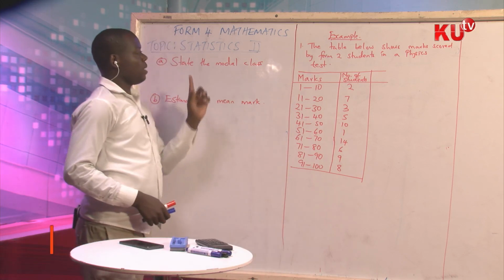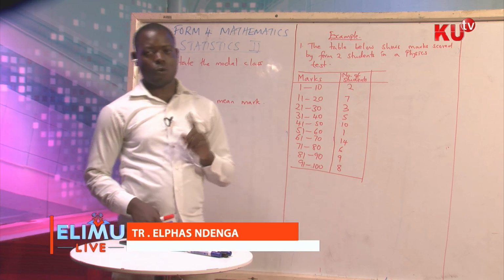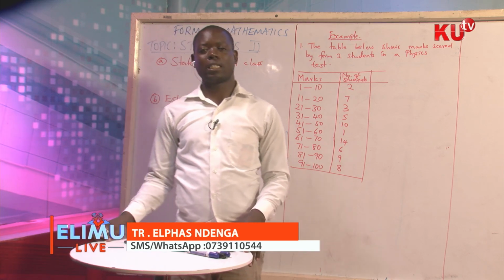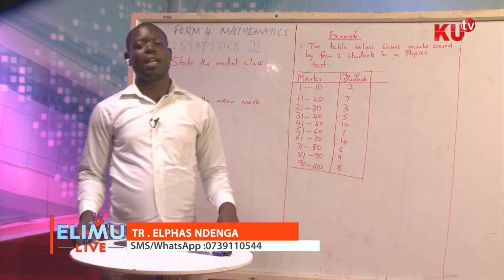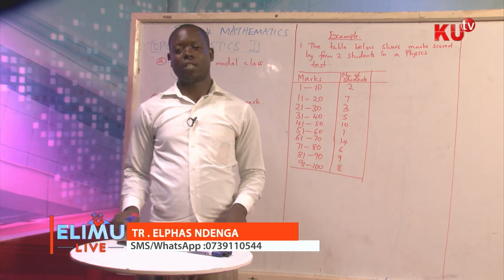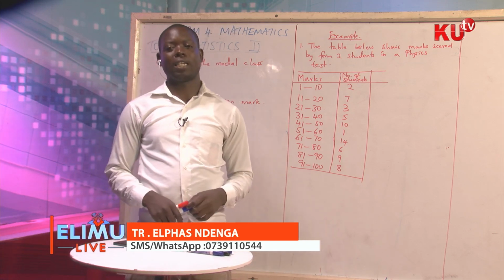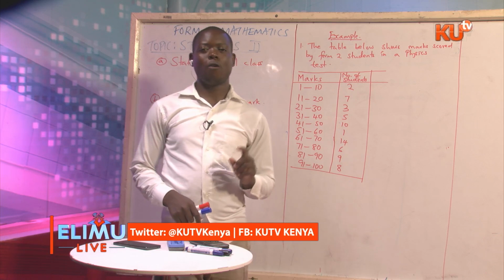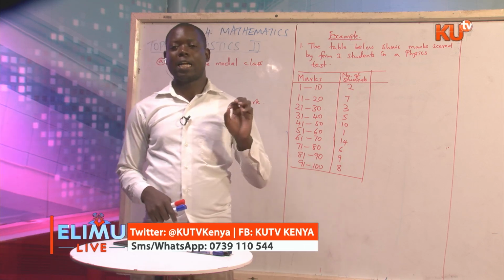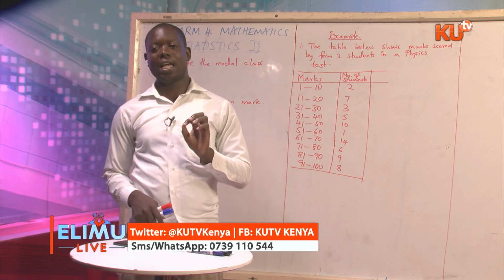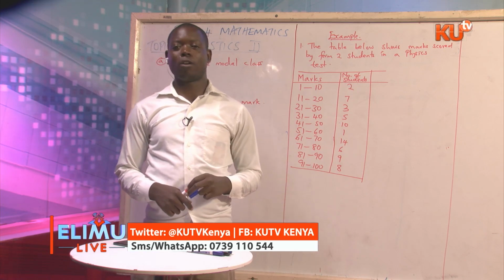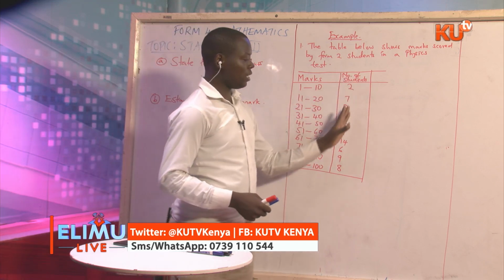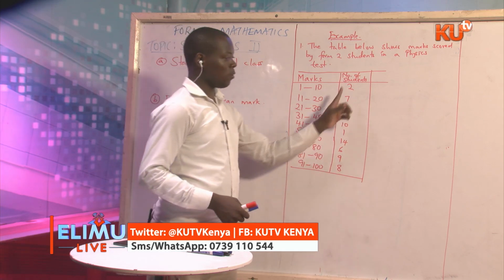So if you've been asked to give the modal class, what do you consider, students? What do you consider before you give the modal class? Yes, you look at the number of students or the frequency. Now, what will make you pick a certain class to be the modal class? Yes, you look at the number of students and the class. So the class that has the highest frequency is what we call the modal class. So we have to examine these frequencies and see which one is the highest. Which one is the highest, students?